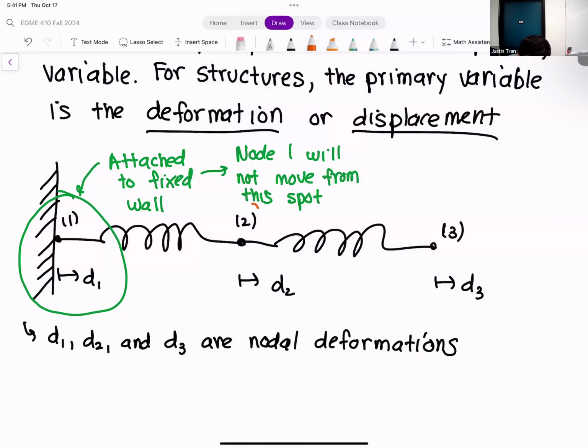Use orange. Node 2 here is in between our two springs, right? So there's nothing really fixing it down, because how much node 2 is going to deform is going to depend on how the two springs are going to deform as well. So node 2 here is not constrained by anything.